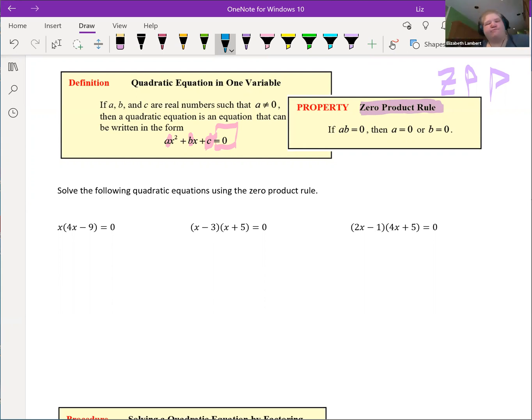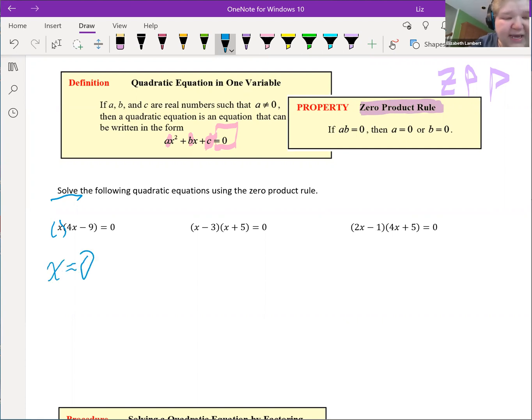All right. So our first one here is just already factored quadratics that we're going to use the zero product rule on. So our first one here, x times 4x minus 9 equals 0. Now I know, knee-jerk reaction, multiply. I see the parentheses, I multiply. Don't do it here, because then you're going to have to go back to this form. So what we're doing, since we are solving, is this is x times 4x minus 9. So there's my a and b product. So I'm going to set each one equal to 0.